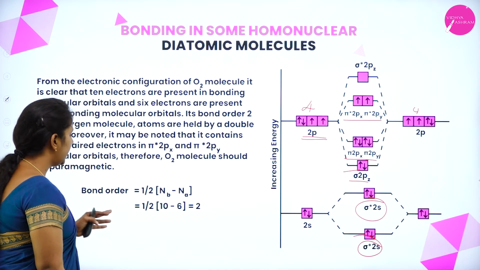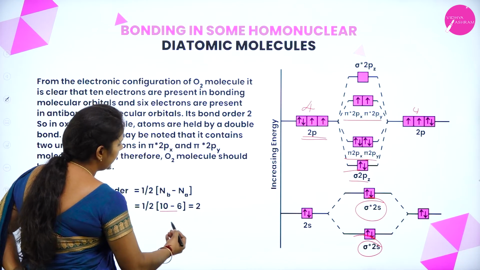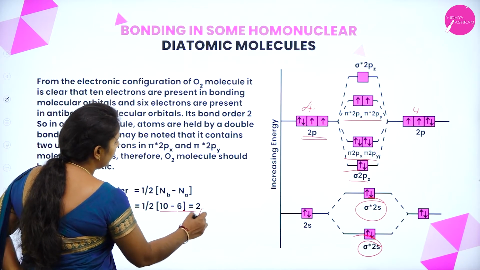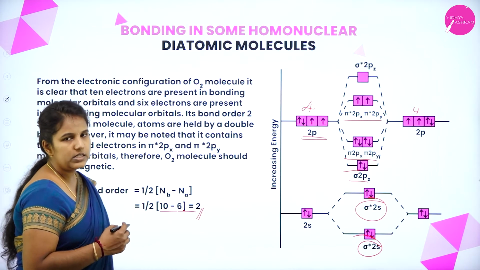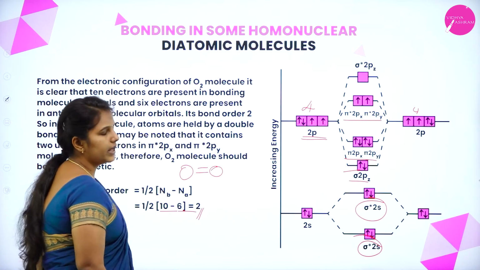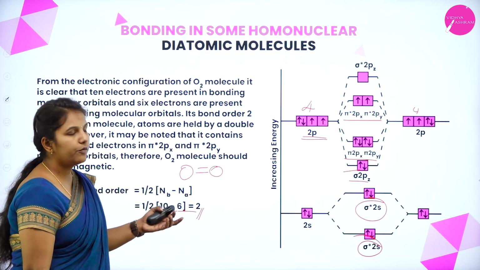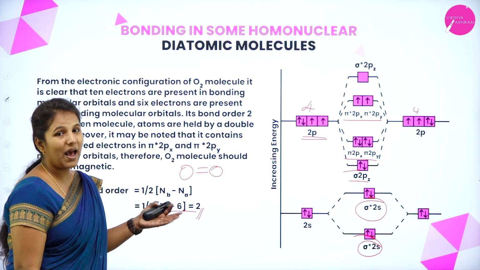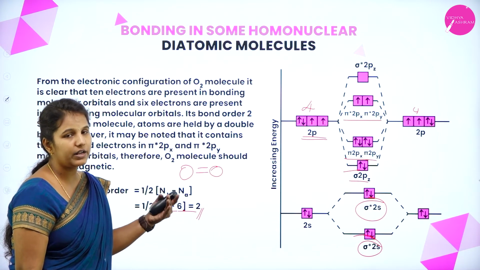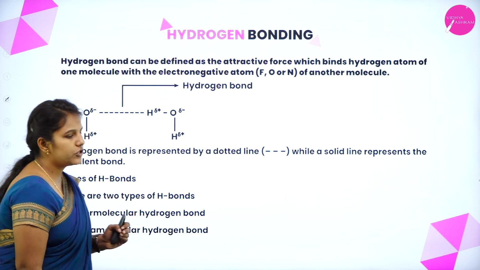Now, if you calculate the bond order, how many electrons are bonded here? 10 electrons minus 6 electrons, so you will get 2. This indicates that between the 2 oxygen atoms, we have a double bond. Okay. And since it consists of 2 unpaired electrons, it is paramagnetic in nature because it is attracted towards the magnetic field.